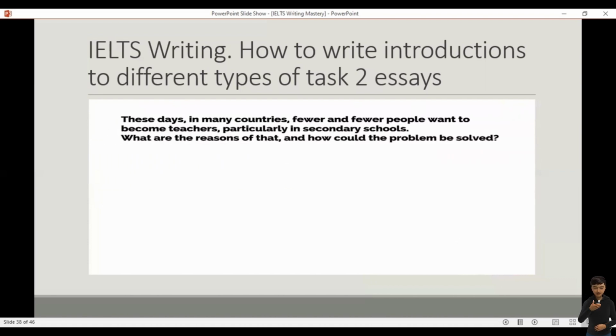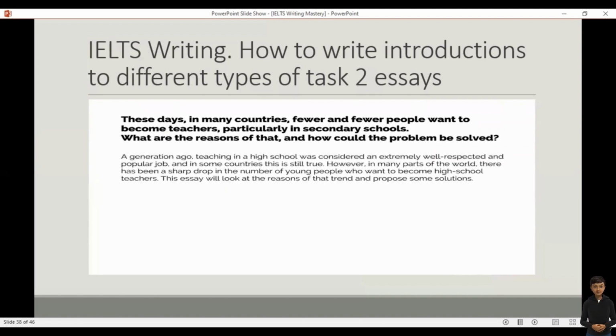These days, in many countries, fewer and fewer people want to become teachers, particularly in secondary schools. What are the reasons of that, and how could the problem be solved? A generation ago, teaching in a high school was considered an extremely well-respected and popular job. And in some countries, this is still true. However, in many countries of the world, there has been a sharp drop in the number of young people who want to become high school teachers. This essay will look at the reasons of that trend and propose some solutions.